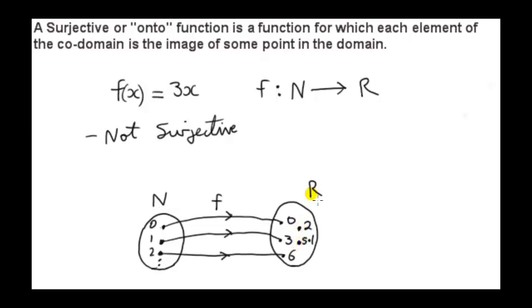But you can see that there are some real numbers, the codomain is the set of real numbers, which are not 3 times a natural number. So for example, the number 2 is not 3 times any natural number. I could put in some more values like minus 7.5. Minus 7.5 is not 3 times some natural number. So you can see that all the elements in R are not used up. So this is not an onto function.